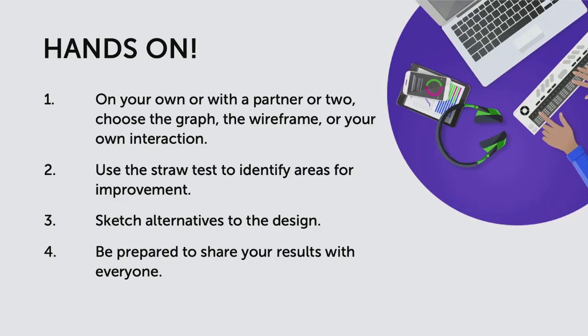So here's what we're going to do. Super hands-on. We're going to take about 5 or 6 minutes to do this. On your own, with a partner or two, whichever you prefer, however you like to work, this is up to you. Choose the graph, the wireframe, or your own interaction. Just choose the graph. And you've used the straw test now to see what that experience was like.